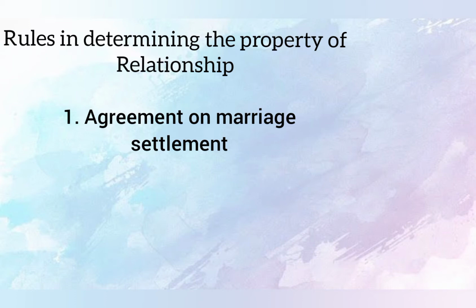First is the agreement on marriage settlement. We call this the prenuptial agreement. So, before a man and a woman marry, they could arrive in a prenuptial agreement wherein they could agree whether certain properties will remain exclusive to them or it can also be conjugal or communal to them. This agreement ensures that in times when the two will be separated, they will still have something left for them.